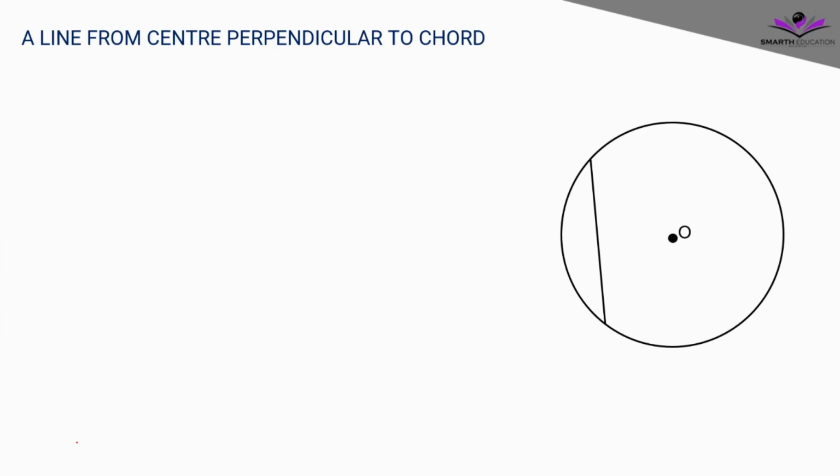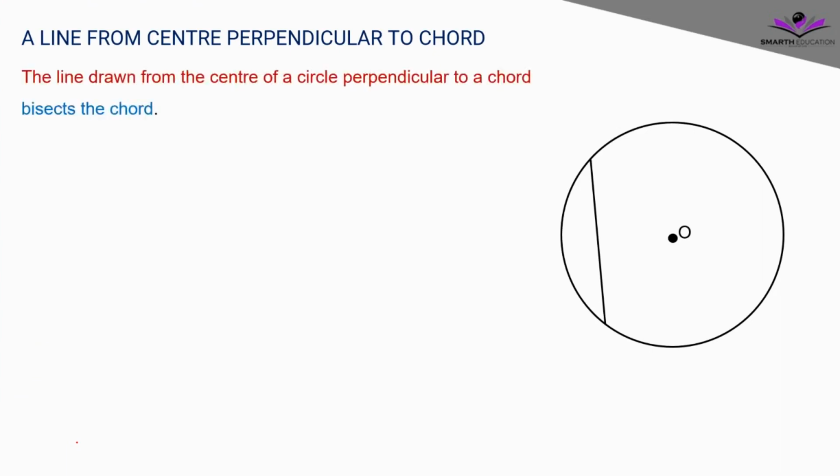Right, let's look at this theorem. It says a line drawn from the center of a circle perpendicular to a chord. So we have a line that is drawn from the center of a circle and perpendicular to the chord. Then what does this line do? It bisects the chord.